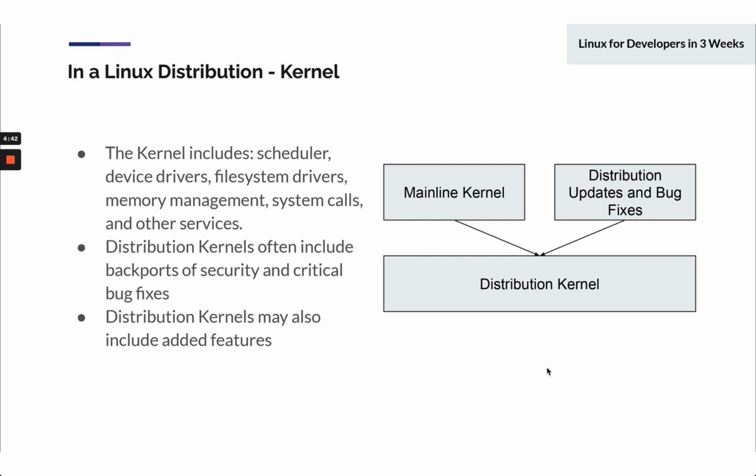Sometimes distributions include other stuff too. Each distribution works a little differently. The community makes different choices in there. But in general, they base what they do off of the mainline kernel and include that, and also include maybe some other things, usually bug fixes and security fixes, but then occasionally they may also include some additional features, but that's not as common.